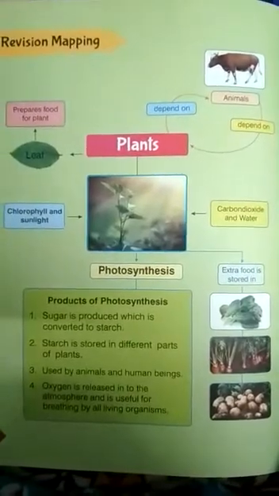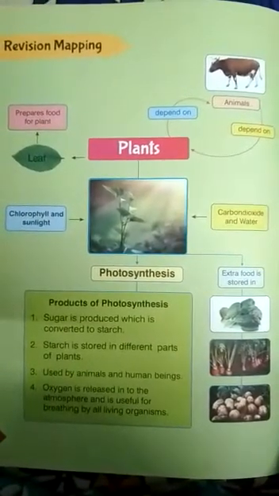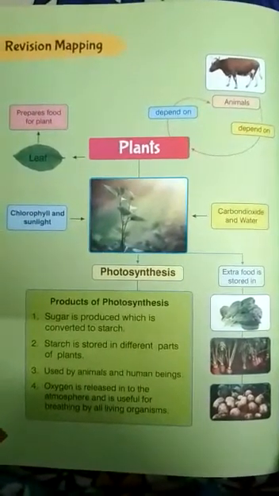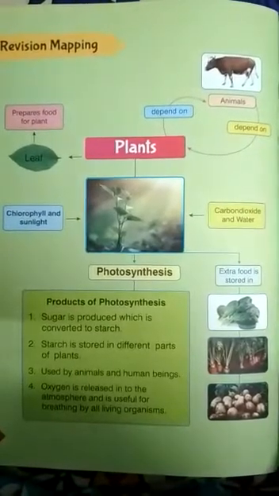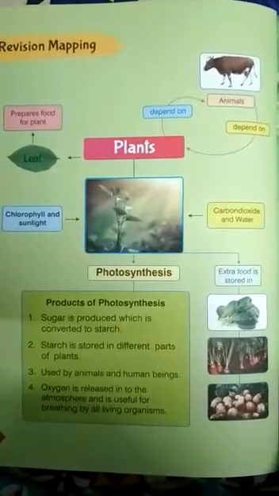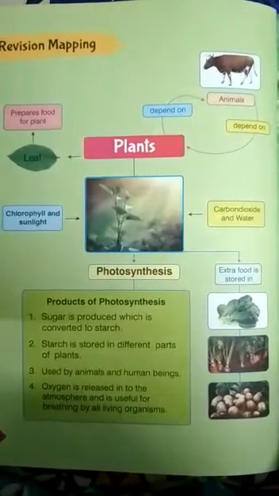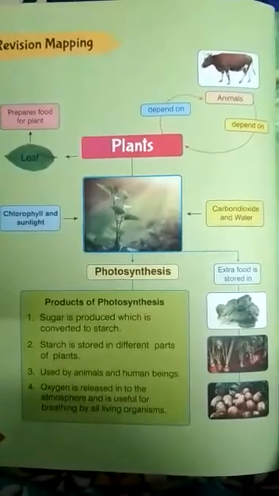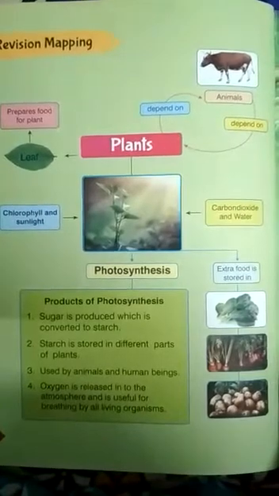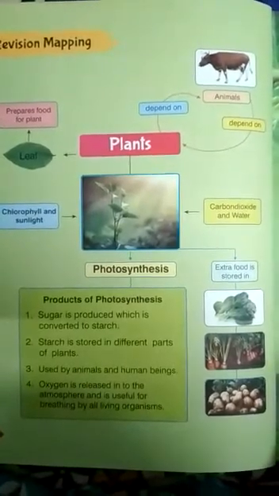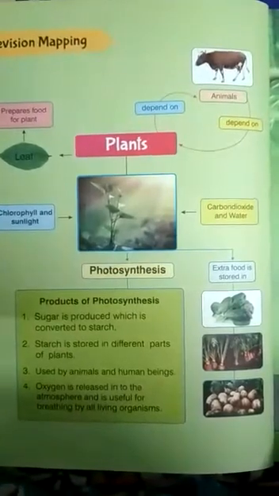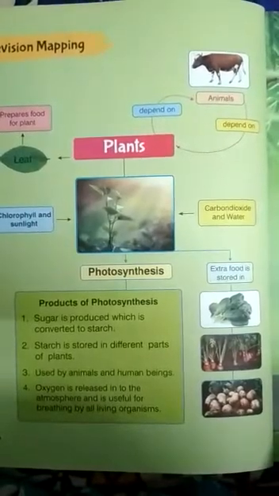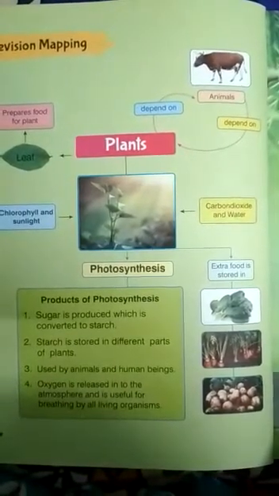The photosynthesis process is such that chlorophyll and sunlight act on carbon dioxide and water. The product of photosynthesis is sugar, which is converted to starch. Starch is stored in different parts of plants and it is used by both animals and human beings. Oxygen is released into the atmosphere and it is useful for breathing by all living organisms. What is stored as extra food? Green leafy vegetables, potatoes, carrots and radish can be stored as extra food in plants.